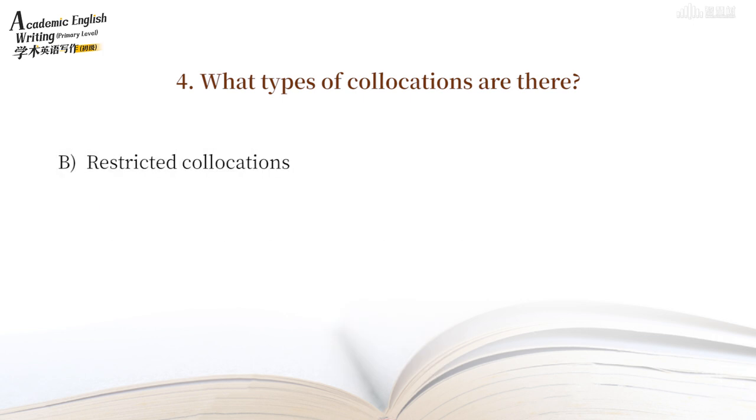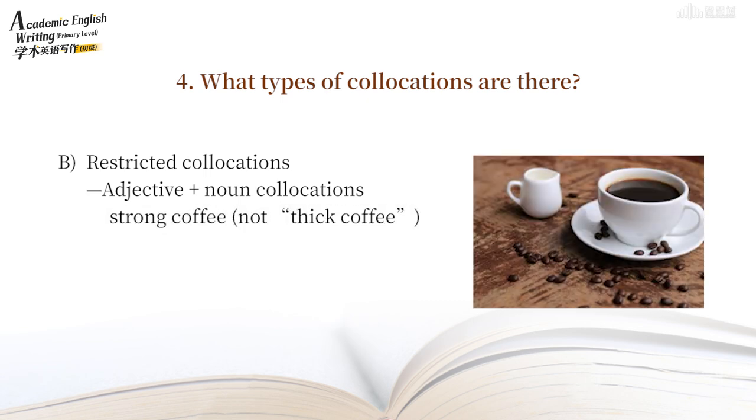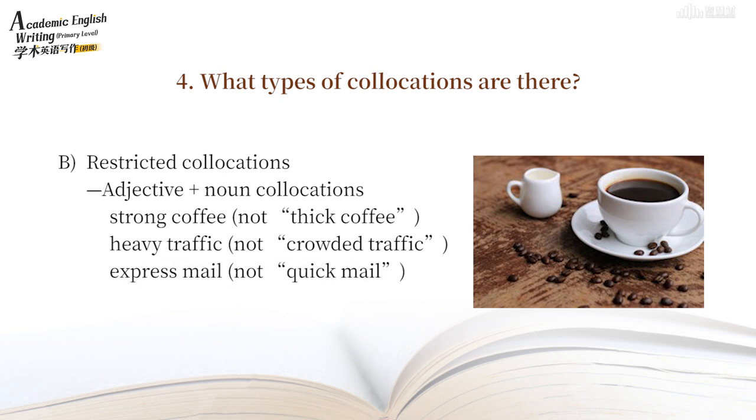Secondly, there are restricted collocations. These are word combinations that aren't easily altered, and they can involve the following parts of speech. 1. Adjective-noun collocations. For instance, we say strong coffee, not thick coffee. Heavy traffic, not crowded traffic. Express meal, not quick meal. Low price, not cheap price.